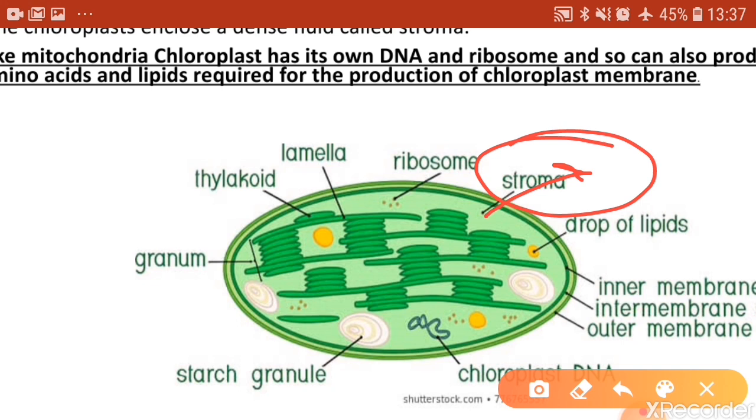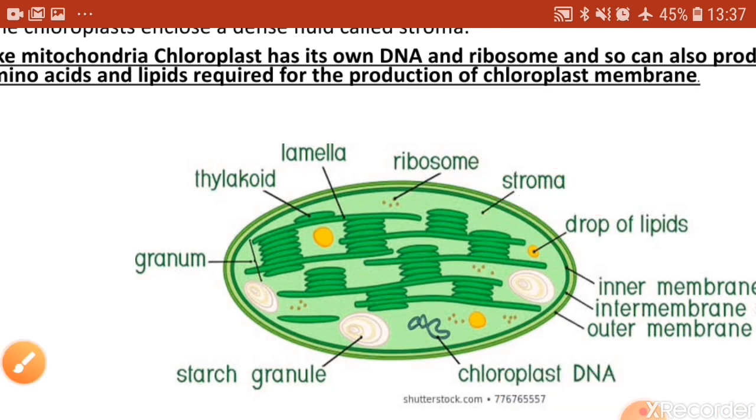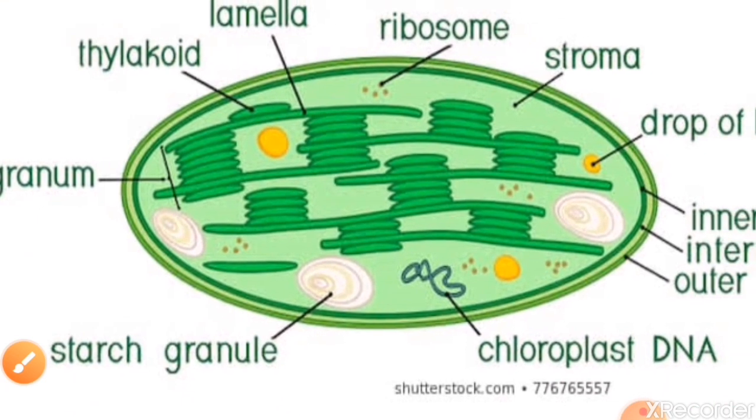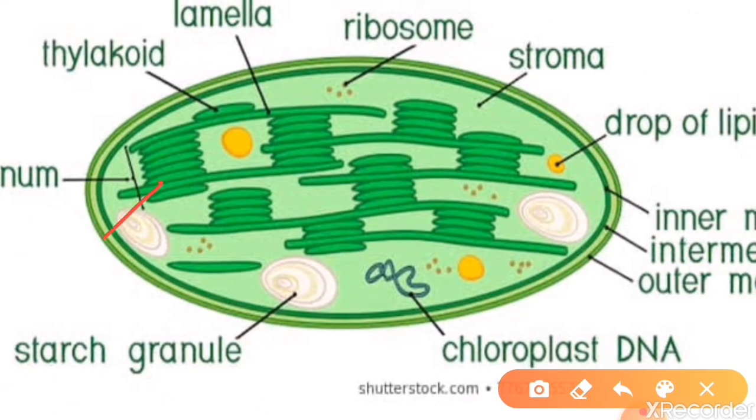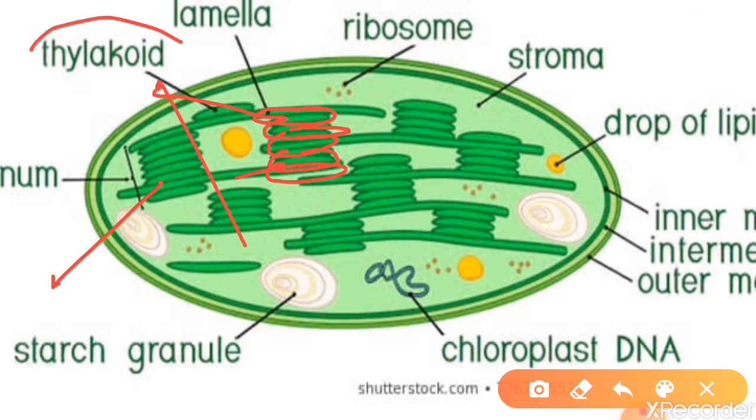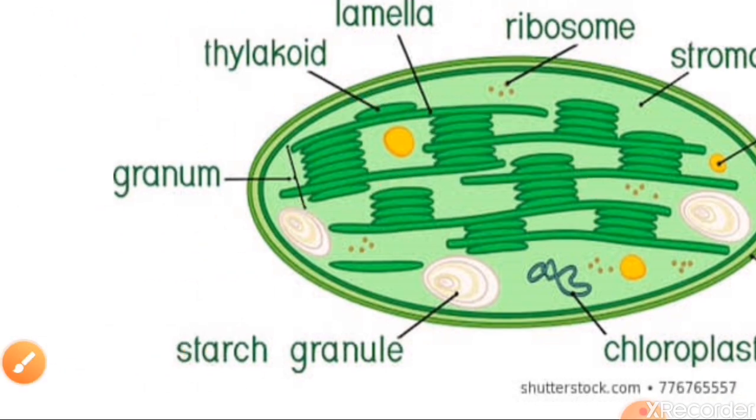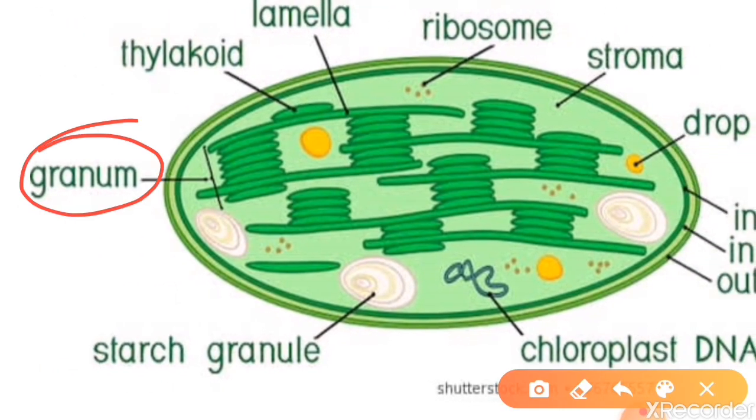In the stroma float many membrane bound flattened sac-like structures. Have a look at this diagram. You find flattened sac-like structures which are stacked one upon the other like a stack of coins. Each flattened sac-like structure is called a thylakoid, and a stack of thylakoids is called a granum.